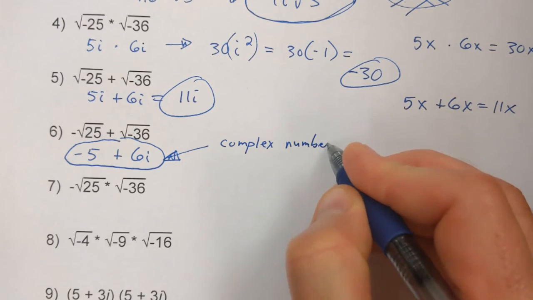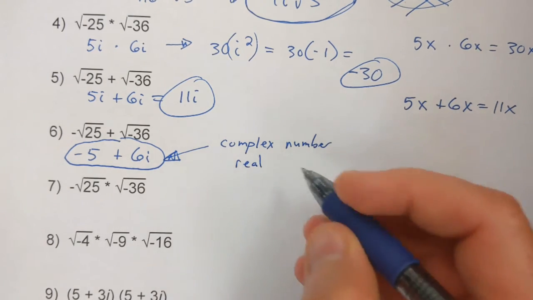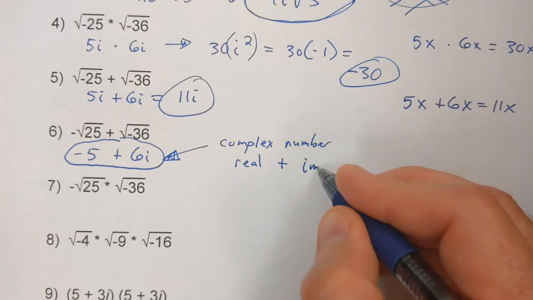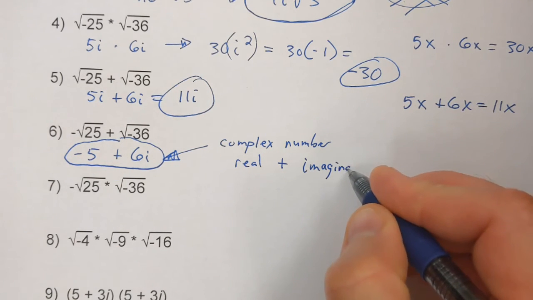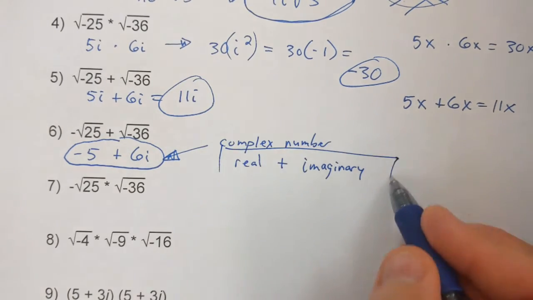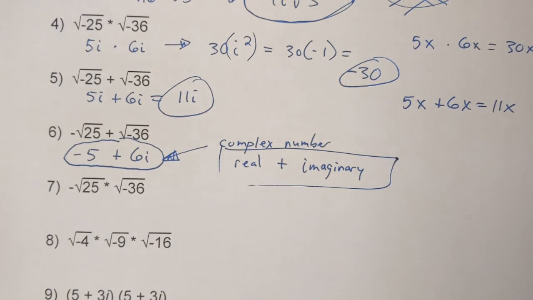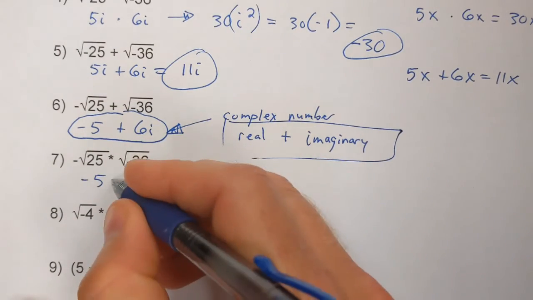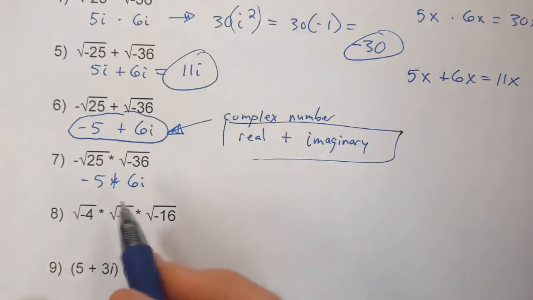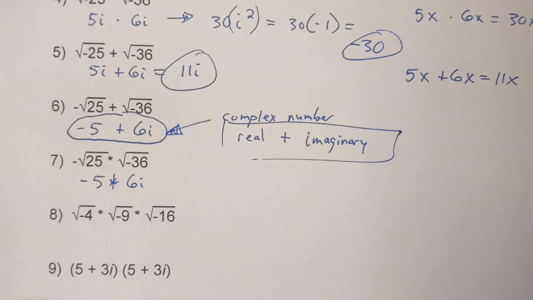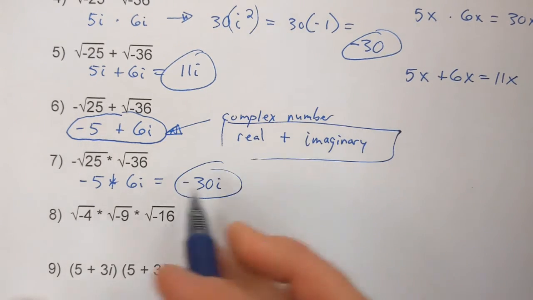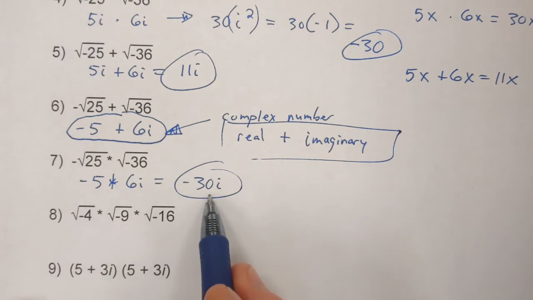A complex number is anytime you have a real number like negative 5 and you add it to an imaginary number like 6i. And you just have to leave them written like this. You cannot combine those together. Now what about multiplication? What if we try to do a negative 5 times a 6i? Can a real number be multiplied by an imaginary number? You betcha. It'd just become a negative 30i. We would just do the negative 5 times 6 is negative 30, and then keep the i.